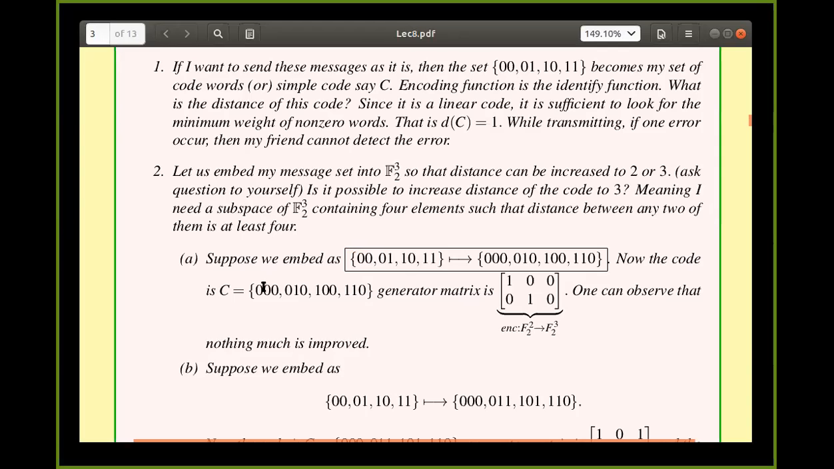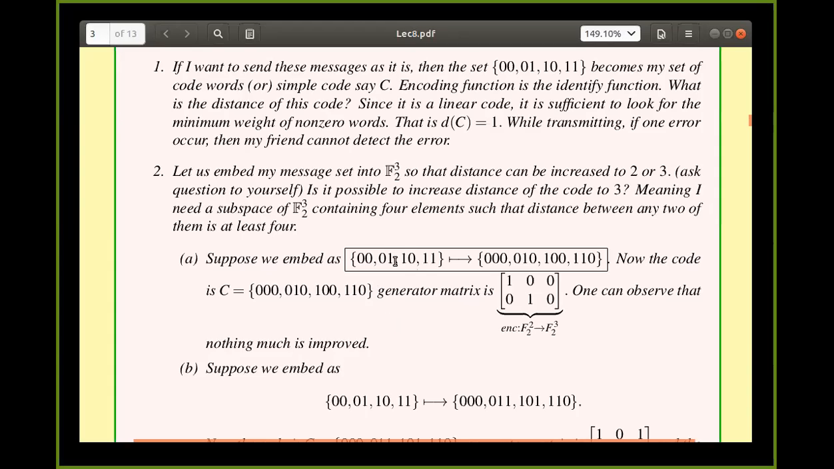You can check that it is linear, it is a subspace of F2 power 3. Its dimension is 2, right? So this one I embedded here in F2 power 3. So it is also dimension 2, right? But one can observe that nothing much improved.